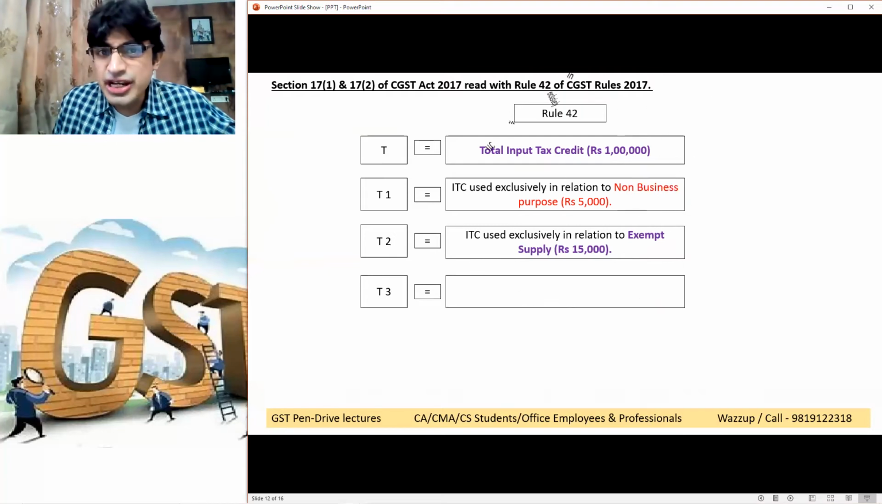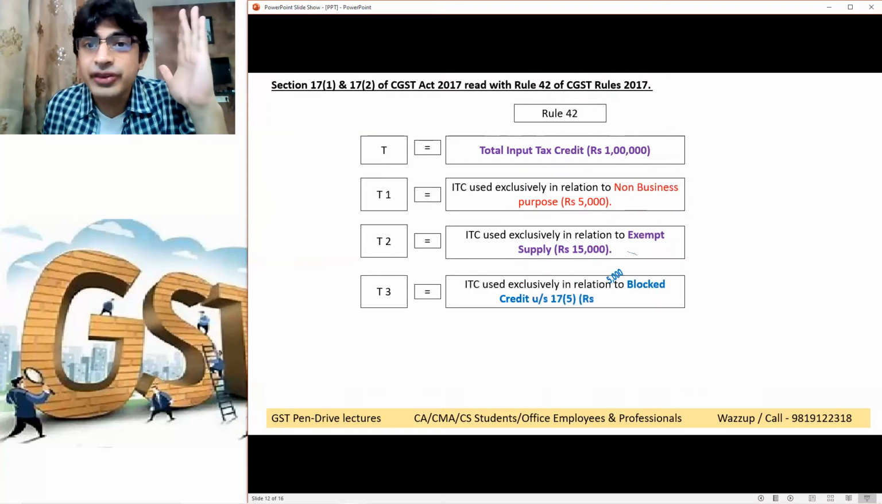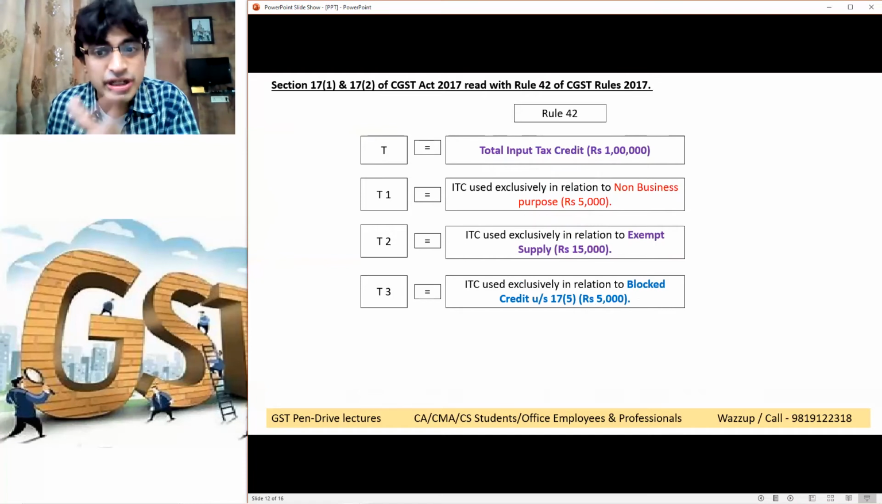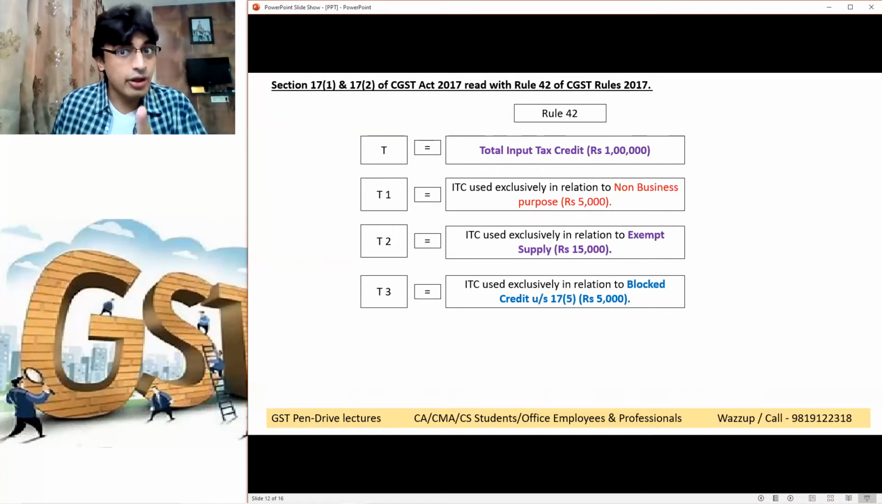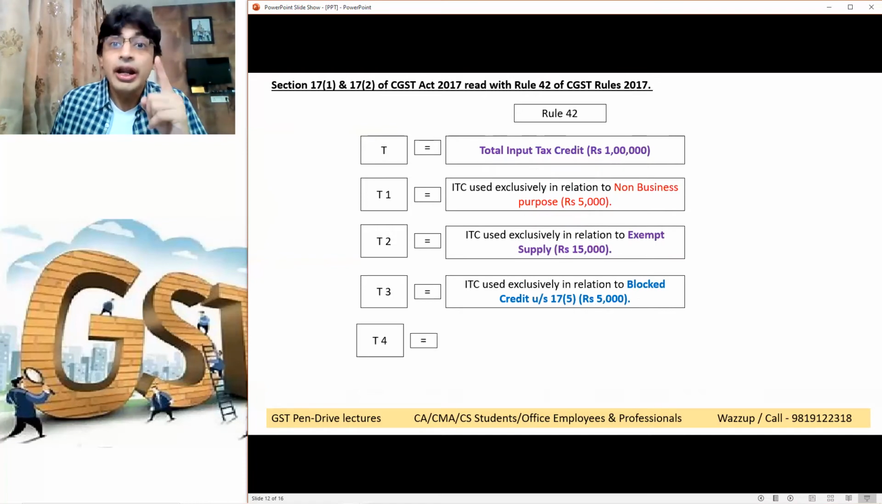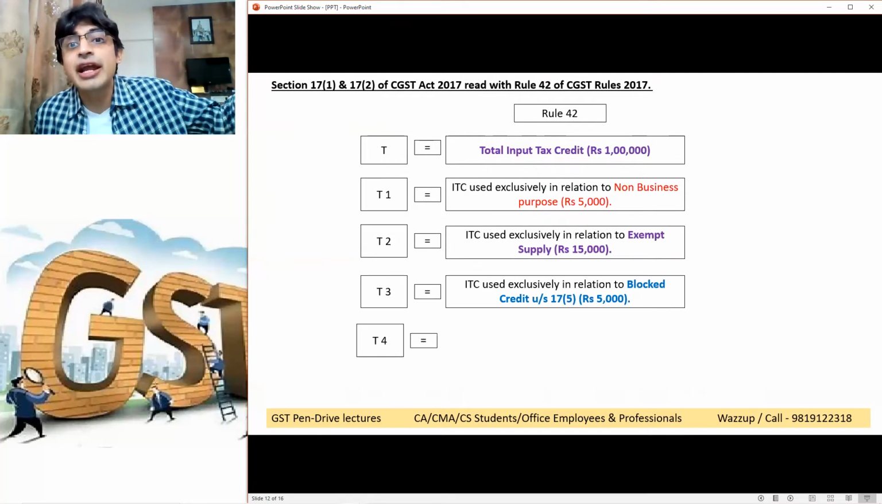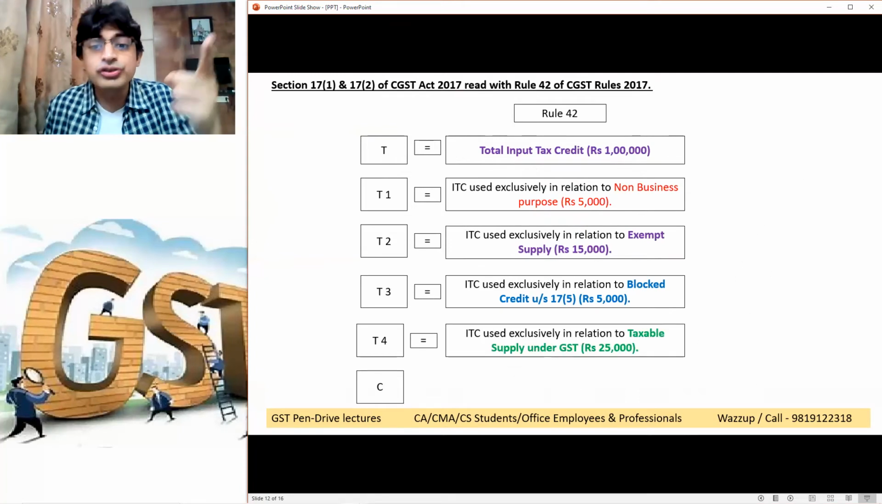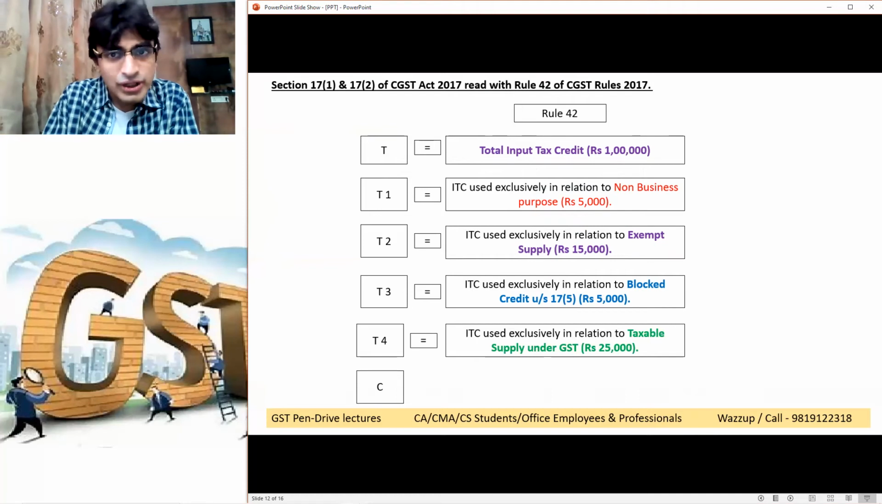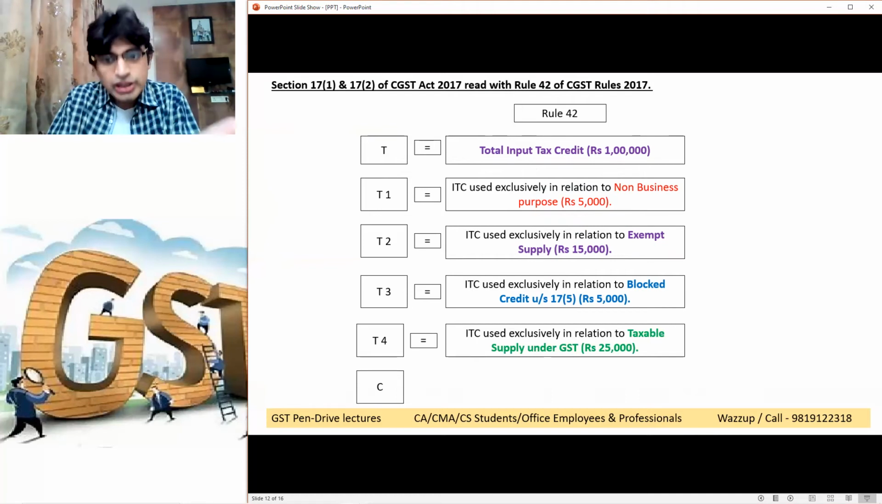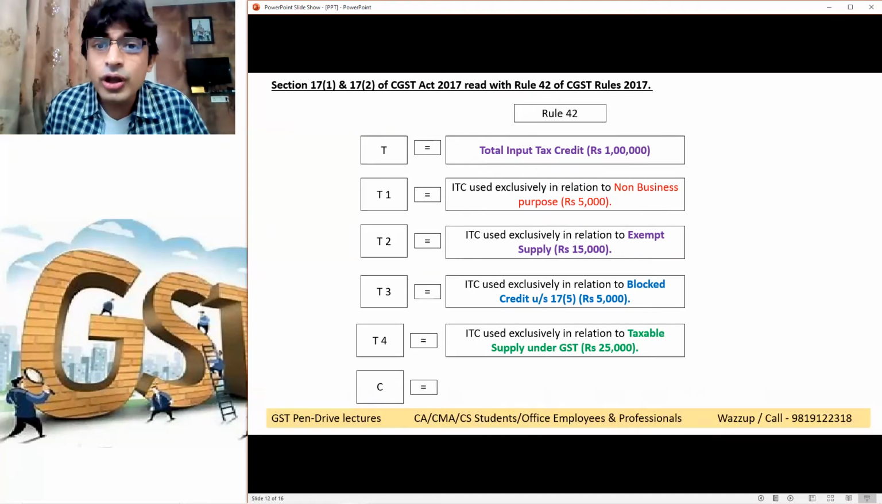T3 is that GST paid which is blocked under 17.5, car and luxury and all. 17.5, 5,000. This will also be disallowed. T4 is that GST that you have paid which is exclusively for taxable supply. This will be fully allowed, but this is not common. Fully allowed, 25,000. So what is your common?